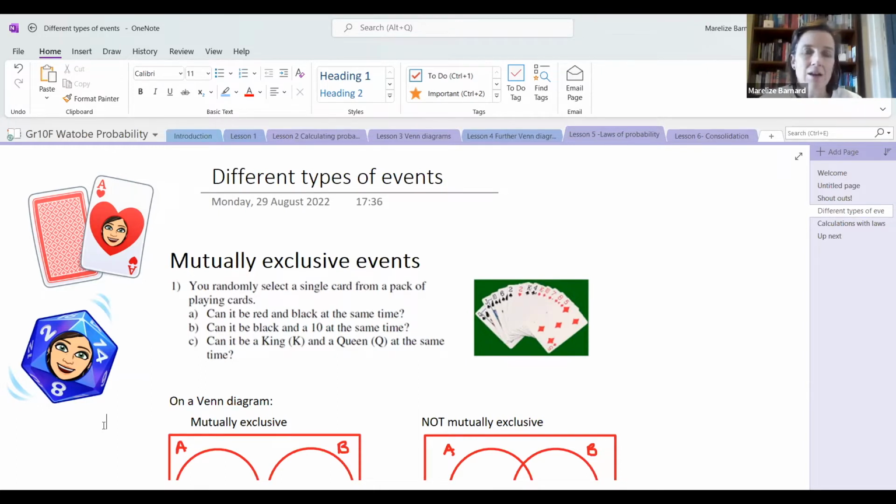Hi Bentley and hi Bokamuso. You guys are right on time for us to start with mutually exclusive events.